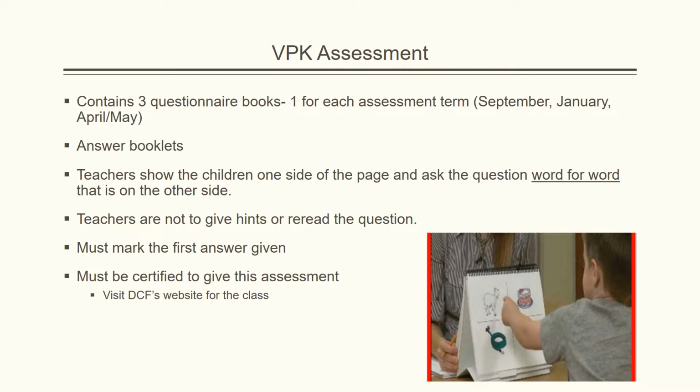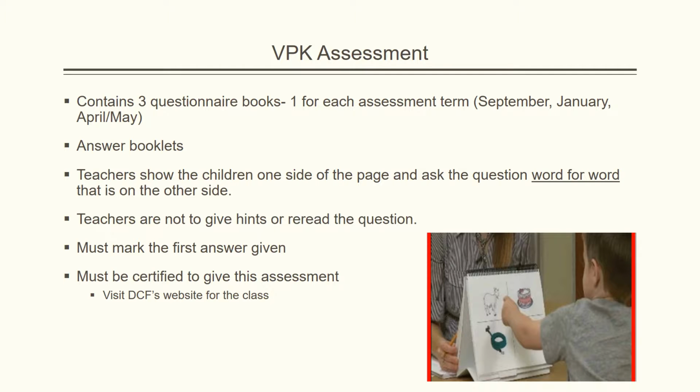The VPK assessment consists of 3 questionnaire books and an answer booklet. Each questionnaire booklet is for the 3 assessment terms, 1 in September, 1 in January, and 1 in May. The answer booklets are for teachers' use only. The children will not be writing anything down.